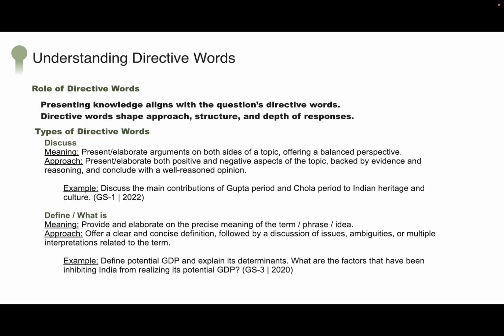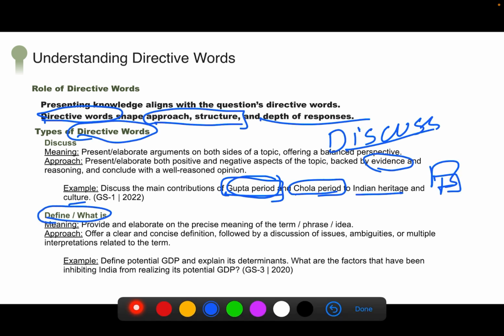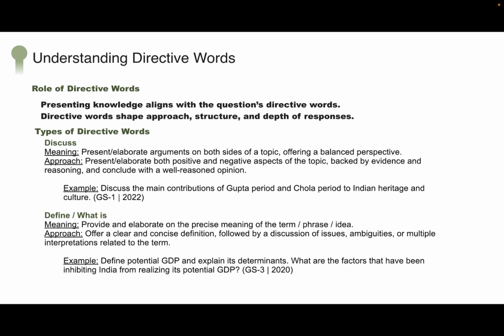Next, apart from directives like discuss, there will be other directives such as define. Here the question specifically asks about a detailed understanding, a definition, a discussion of issues or any theoretical or subject-related topic. Define is essentially explaining the theoretical aspect, its definition, its features, its properties, or its essential components. These aspects should be effectively discussed in the answer.